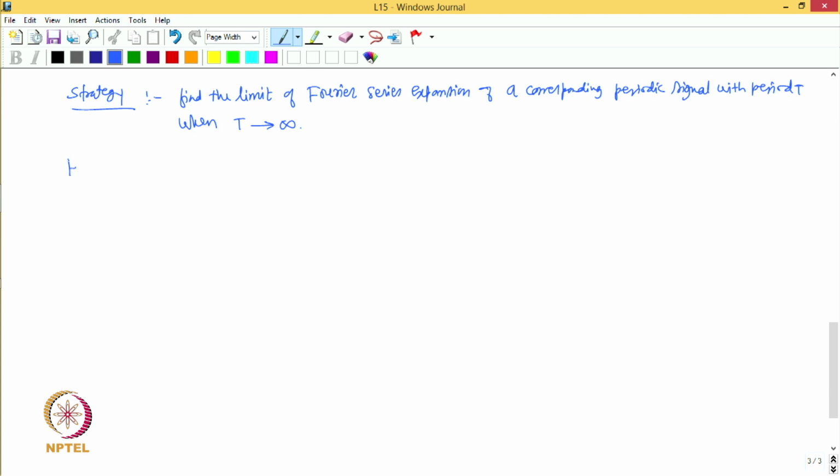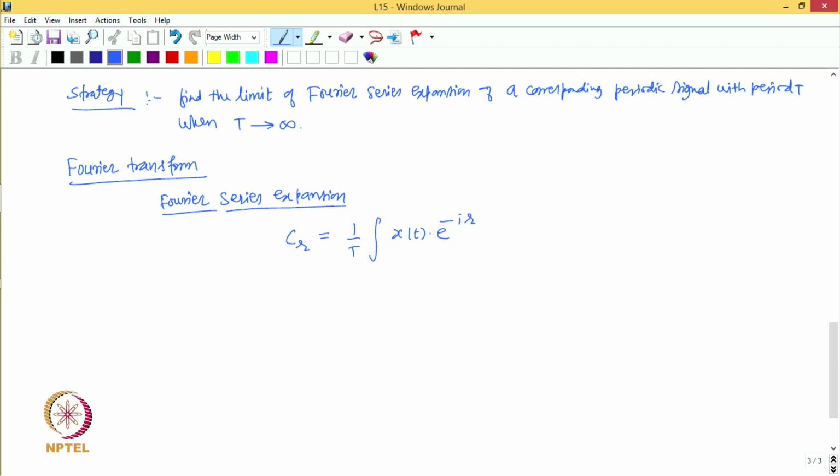So let us now look at the Fourier transform, which is nothing but the frequency domain representation of the continuous aperiodic signal. So we start from the Fourier series expansion of the corresponding periodic signal, okay, and that we know that the coefficients Cr, the complex series coefficients, they are given by Cr = 1 by T integration of x of t e to the power minus j r omega naught t dt, and the limits are from 0 to T, right. So we can take the limits also alternatively from minus T by 2 to T by 2.